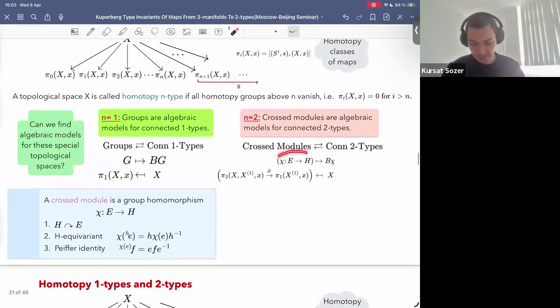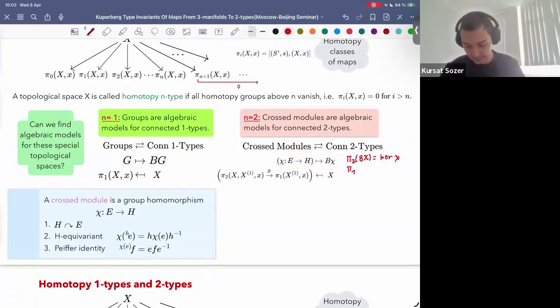We take a crossed module. There's a classifying space, but the pi 2 of this classifying space is the kernel of chi, and pi 1 of this classifying space is the cokernel of chi. Okay? Not these groups, but pi 2 is the kernel in here. It's a subgroup in here. And H is the cokernel of this group homomorphism. So that's the relationship between crossed modules and 2-types.